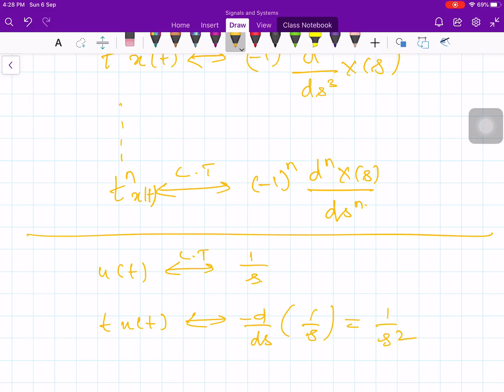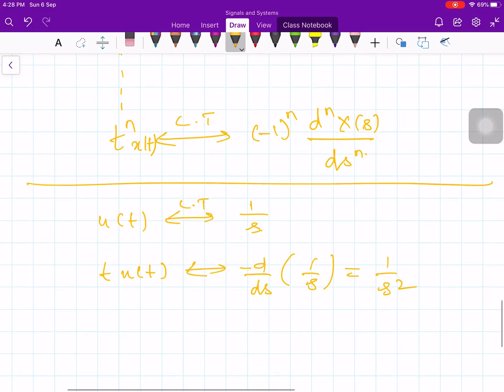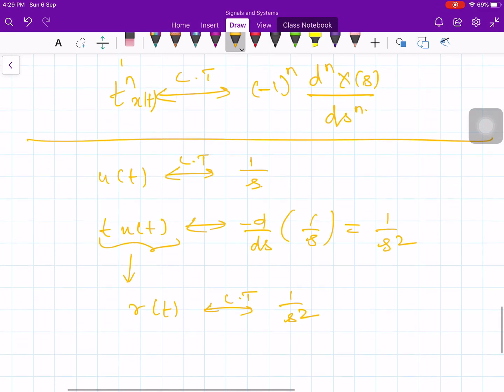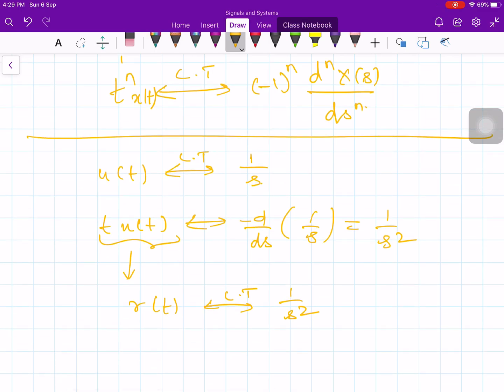Okay, what is t times u of t? If you recall, this is your unit ramp function r of t. Therefore r of t, if you take Laplace transform, then it becomes 1 over s squared. Okay, because t times u of t is indeed r of t. So the Laplace transform of a ramp function is 1 over s squared.